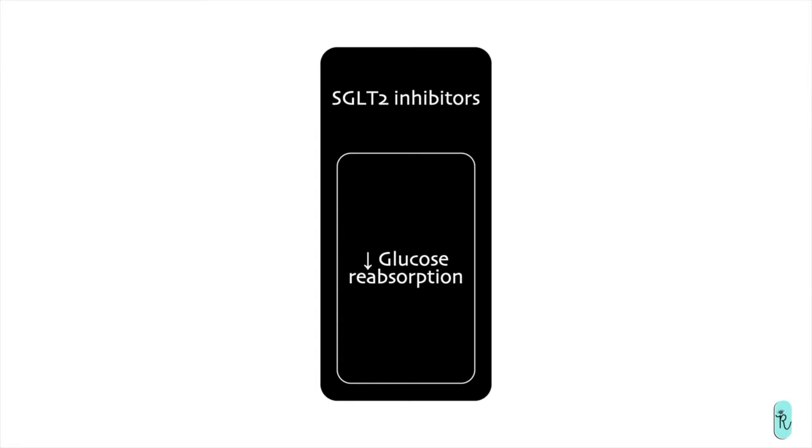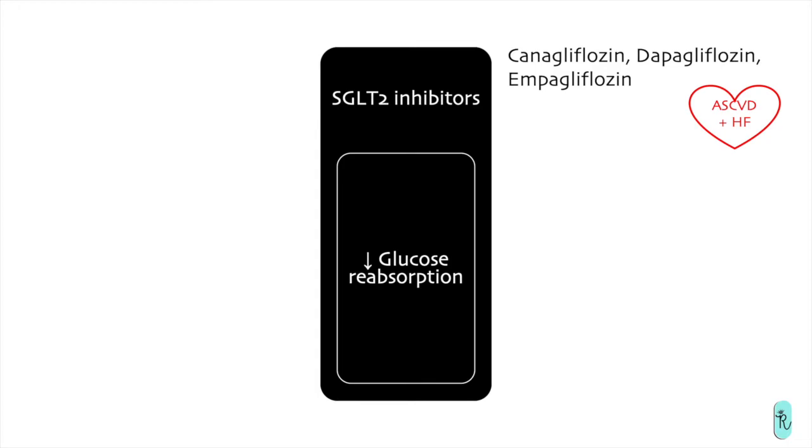SGLT2 inhibitors inhibit sodium glucose transport protein 2 in the proximal nephron to decrease glucose reabsorption. Canagliflozin, dapagliflozin, and empagliflozin all belong to this class of medications. Canagliflozin and empagliflozin not only provide benefit in ASCVD, but they also provide benefit in heart failure. For this reason, these medications are often preferred, but they do come with some side effects.